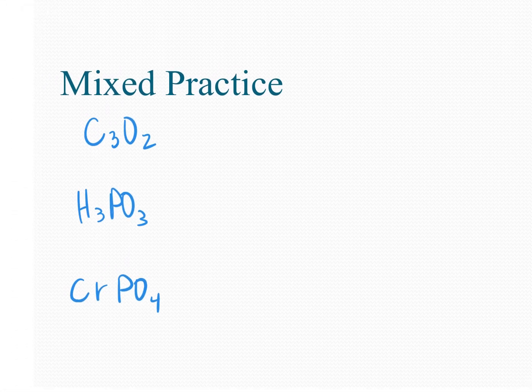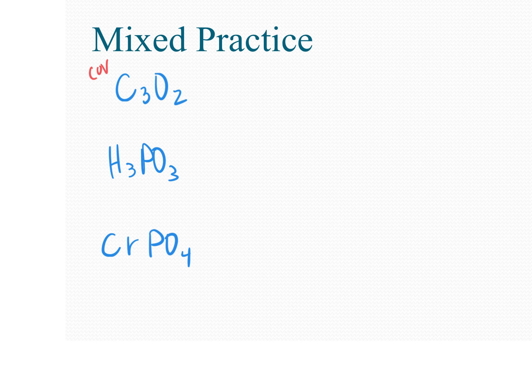It is covalent. I would agree. I know it's covalent because it is 2 non-metals. They're both found on this side of my periodic table. Okay? So that is covalent. I would agree with that. What about the second one? Ionic, covalent, or an acid?